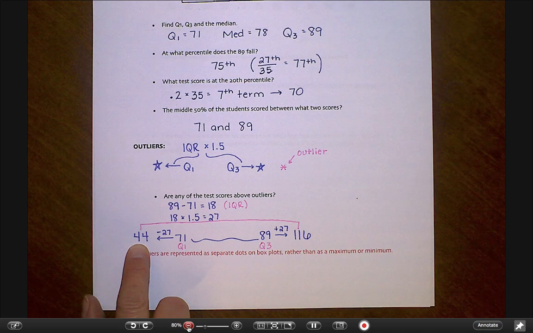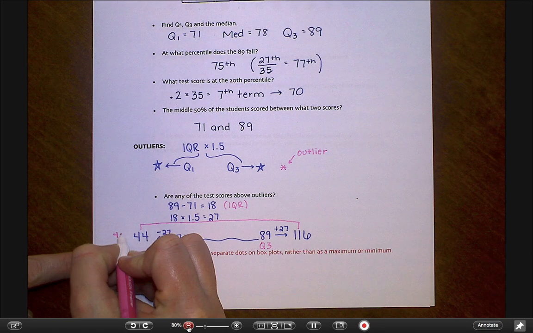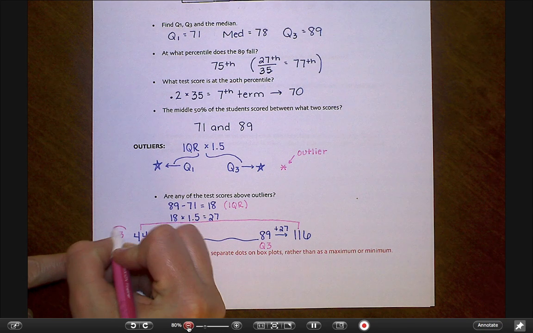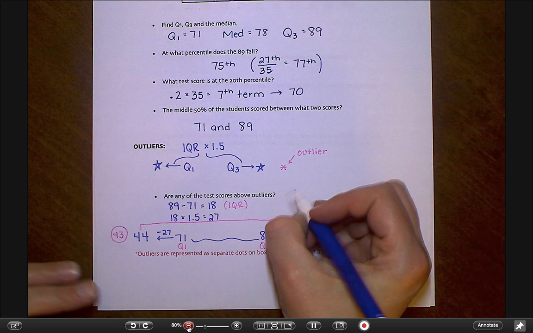How about down here? Do we have anything lower than 44? If you look up in that data set, we have a 43. So 43 just barely crosses over that threshold, okay? So the 43 would be considered an outlier in this data set.